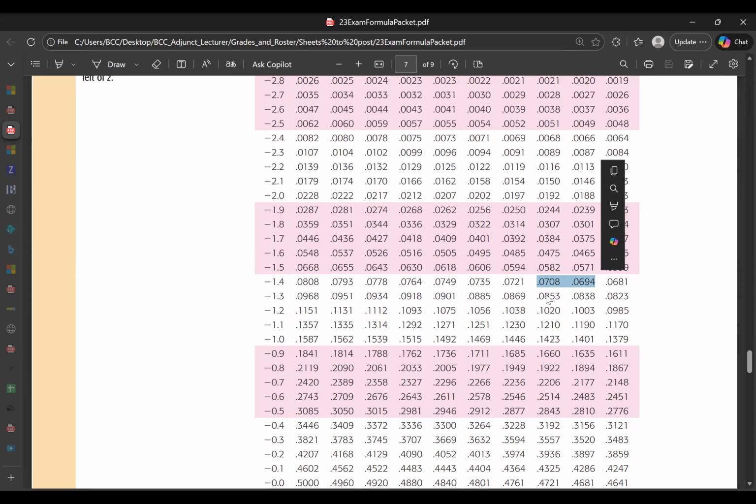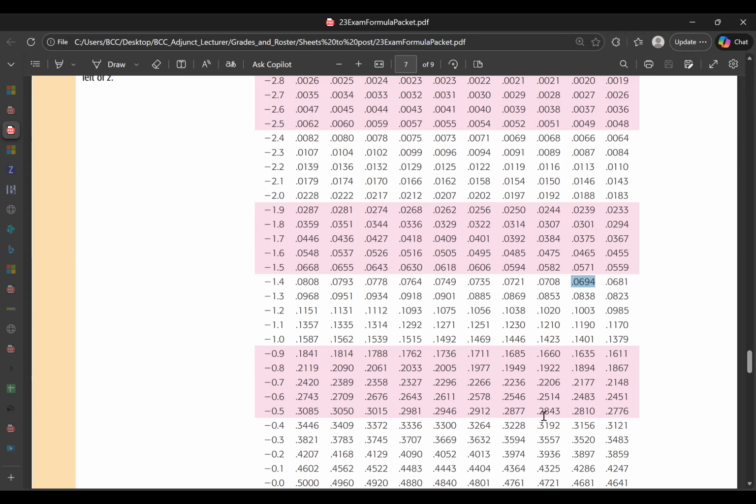Here's my question, right? I'm looking for 0.0700. Which one of these two numbers is closer to 0.0700? Which one would you say? Exactly, right? Because 0.0694 is only 6 units away from 0.0700, but 0.0708 is actually 8 units away. So here's my question. We just justified that we're going to use 0.0694. What's the Z value that corresponds to 0.0694?